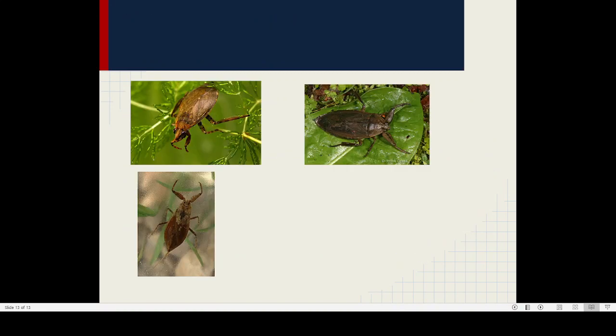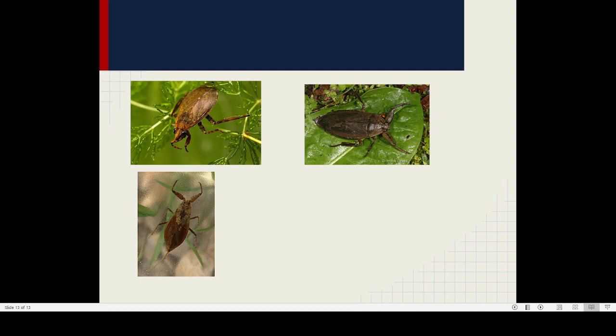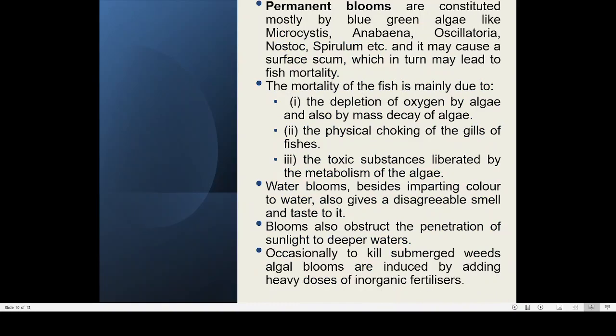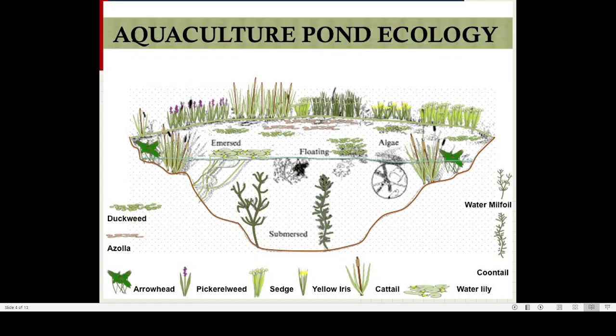So this is an idea regarding the different types of biotic factors. In addition to that, there are different types of insects also growing in the ponds. These insects are Belostoma, Lithoceros, Nepa. These are the different types of insects which are growing in the aquatic ponds, and they are also contributing as an important biotic factor in the survival of the fish in a pond. So this is an idea regarding the different types of biotic and abiotic factors which are influencing it.